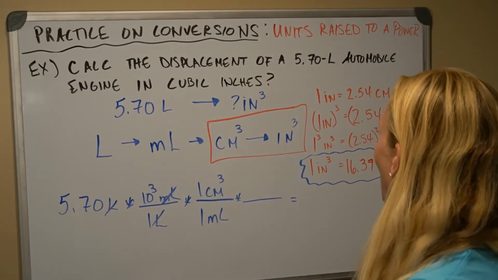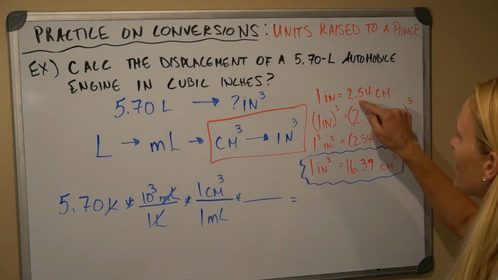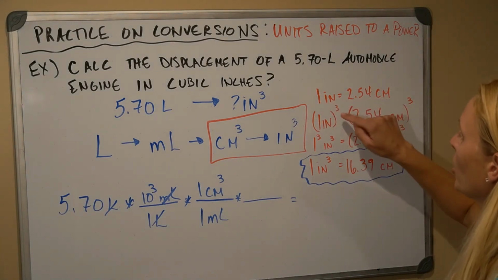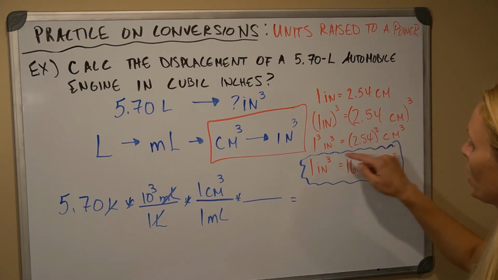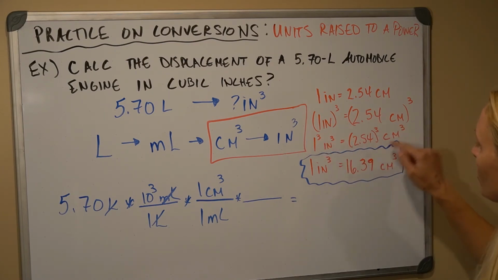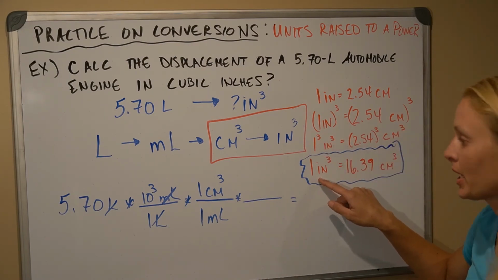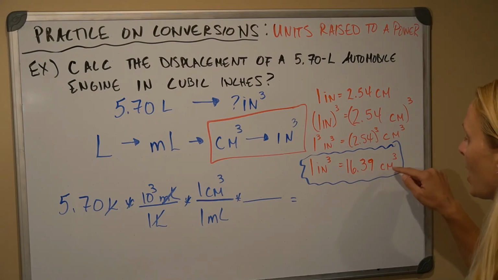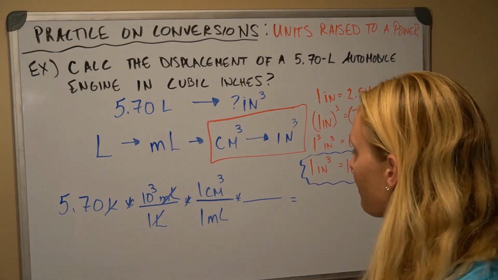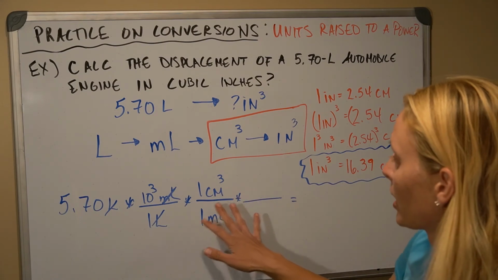Okay, so developing the power, let's just do our check. 1 inch is equal to 2.54 centimeters. We need to cube everything all the way through, the numbers and the units. So you should get 1 cubic inch is equal to 16.39 cubic centimeters. Now we'll be able to plug that into our calculation.